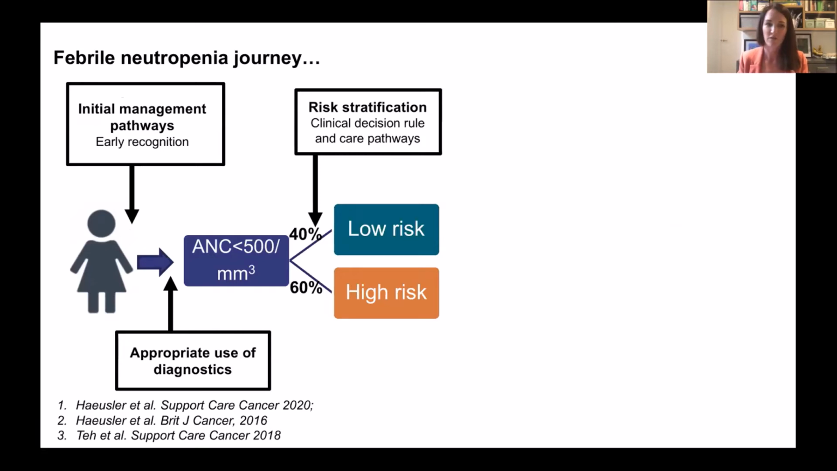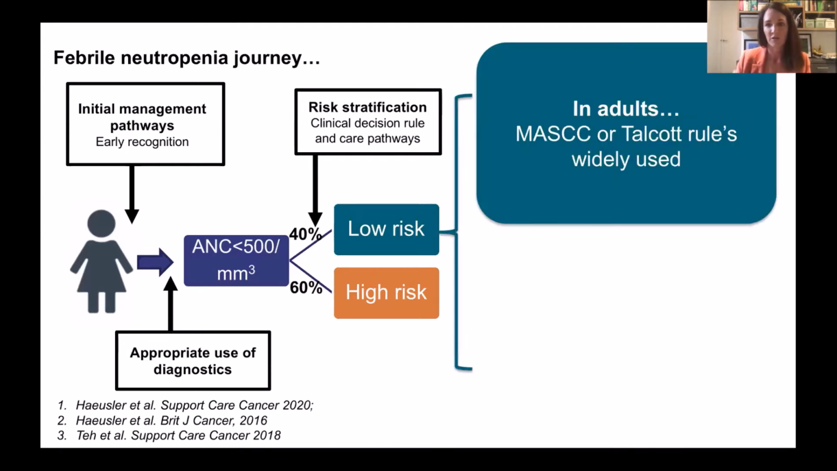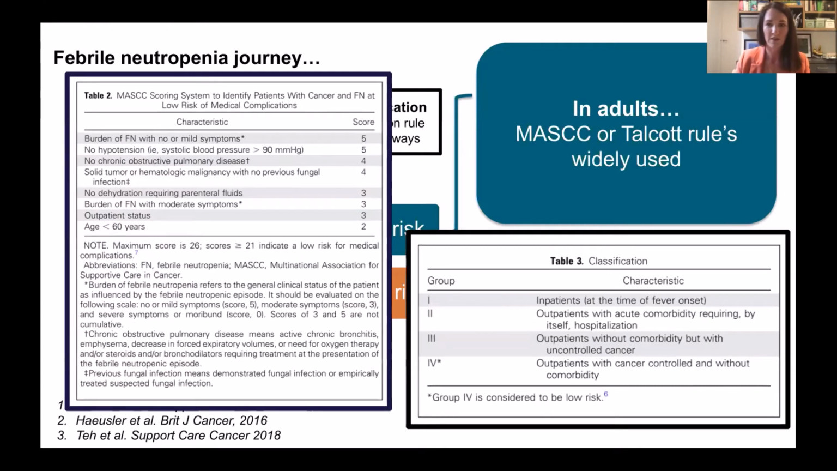And then after that, you've got a little bit of clinical information and results of a full blood count, you can do that risk stratification process. That concept is differentiating patients into low or higher risk of an infection. And when we use a validated clinical rule in paediatrics, about 40% of children will ultimately be deemed to be low risk.